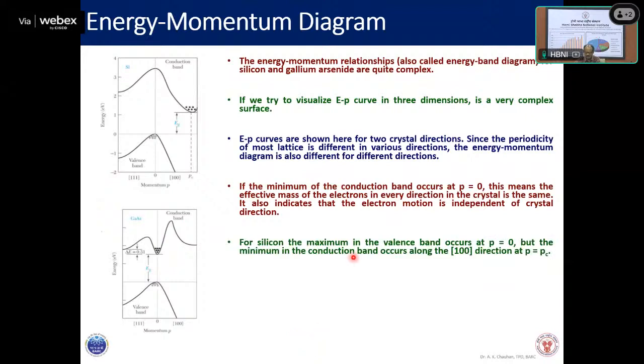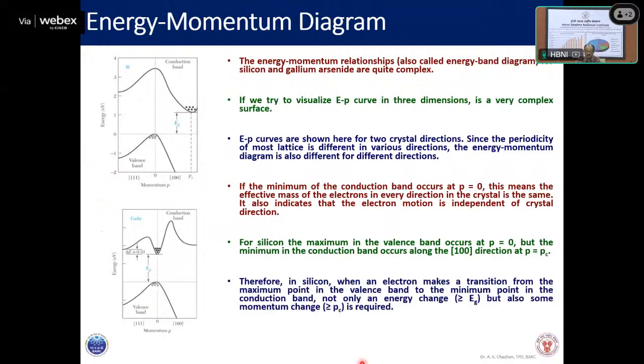It also indicates that the electron motion is independent of the crystal direction. In silicon, the maximum in the valence band occurs at p equal to 0, but the minimum in the conduction band occurs along the 1, 0, 0 direction, where p is equal to pc. So this is the minimum, this is the maximum. So in silicon, when an electron makes a transition from the maximum point in the valence band to the minimum point in the conduction band, not only an energy change is involved, you also need a momentum change.